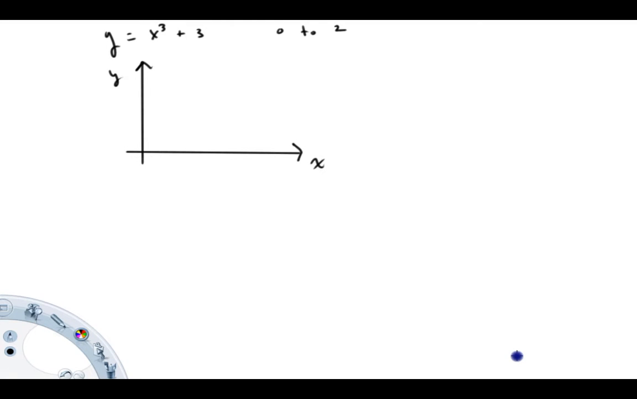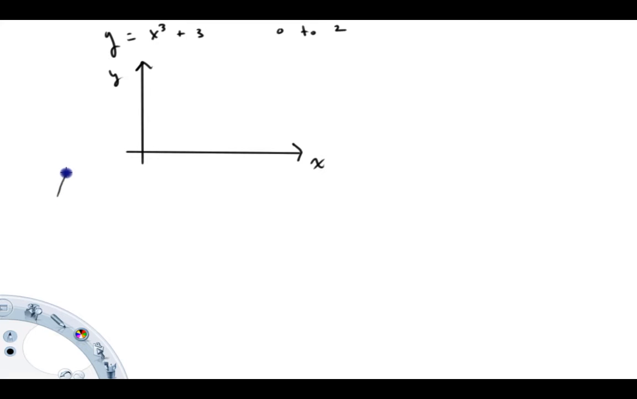The purpose of this video is to demonstrate how to use rectangles and sigma notation to estimate area under curves. So what we're going to do here is look at the curve y equals x cubed plus 3, and we're going to try to estimate the area bound between that curve and the x-axis between x equals 0 and 2. As usual, a picture is a good place to start with this.